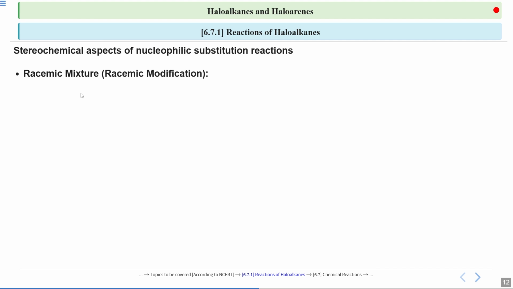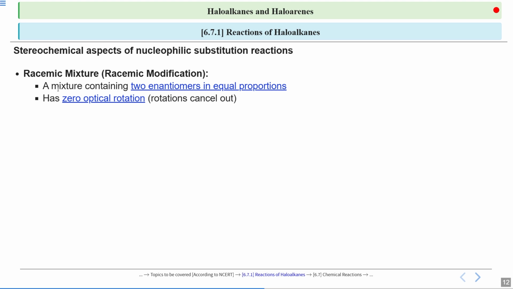Racemic mixture. Now let's understand the racemic mixture. You can also say racemic modification. A mixture that contains two enantiomers in equal proportion. So the mixture having two enantiomers in equal proportions is known as a racemic mixture. This racemic mixture has zero optical rotation. That means the rotation of one isomer cancels out the rotation of the other isomer. So the total optical rotation of the racemic mixture is 0.